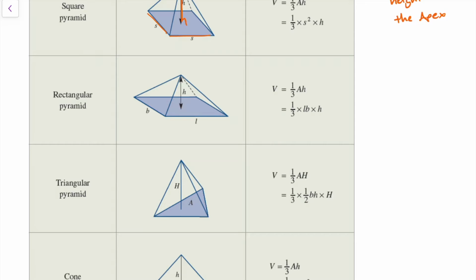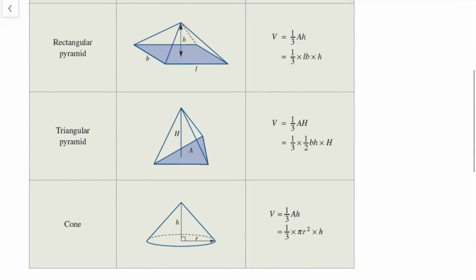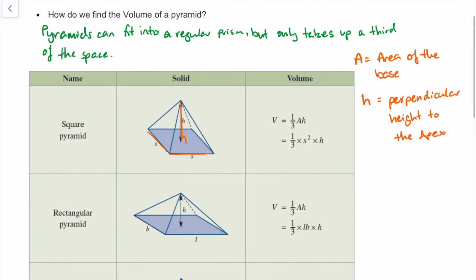And we've included in the table the formula for a cone, which actually works the exact same way as a pyramid because they are very similar shapes. The only difference with the cone is that we have a circular shape at the bottom instead of a linear shape. So now that we know that the pyramid fits inside a regular prism, but only takes up a third of the space, we can go on and have a look at a couple of problems.